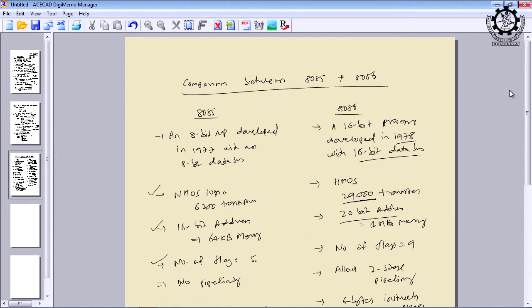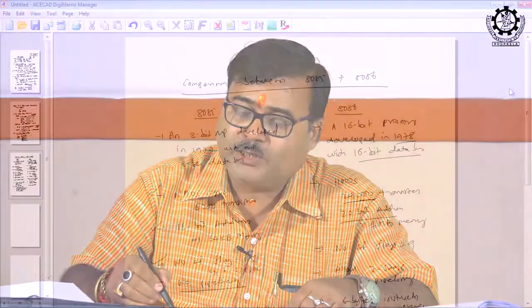In 8085 the number of flags is 5: carry, zero, sign, parity, and auxiliary carry, whereas there are 9 flags in 8086. We shall see that there are 9 flags available in 8086. Is it okay? And in 8085 pipelining is not supported, but 8086 supports pipelining, though only a two-stage pipelining.